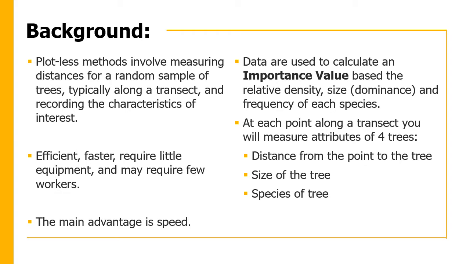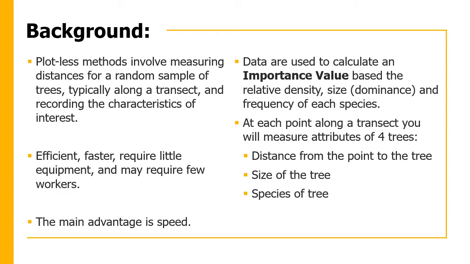At each point, we're going to measure 4 trees. We're going to get the distance from the random point to the tree, the size of the tree, and you're going to figure out the species of the tree. That way we've got 3 pieces of data that you're taking from each tree.